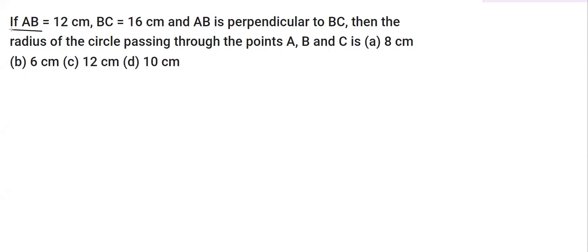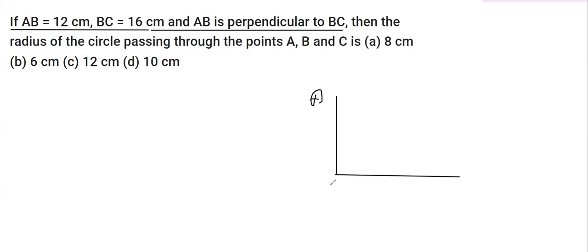We are on the next question. It says AB and BC. AB is 12, BC is 16, and AB is perpendicular to BC. So let's make a line segment AB and the other line segment slightly bigger. I'm marking these points as A, B, C. I made it perpendicular, as mentioned that AB is perpendicular to BC.